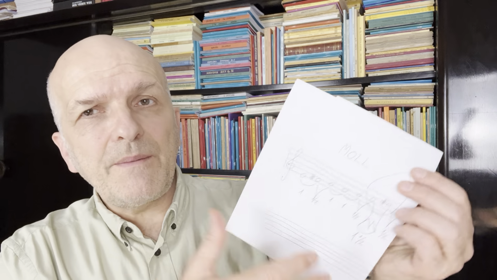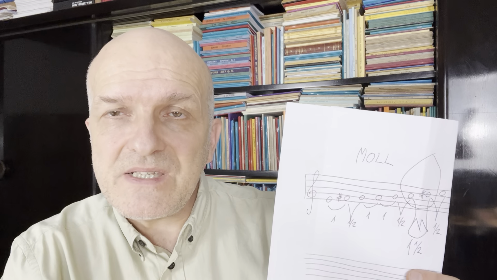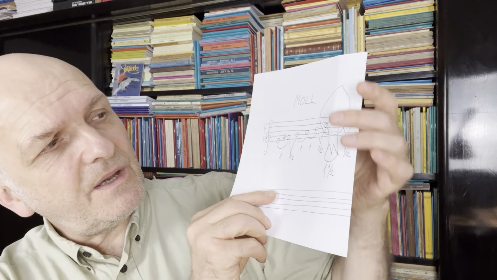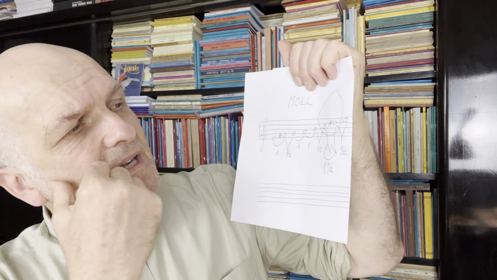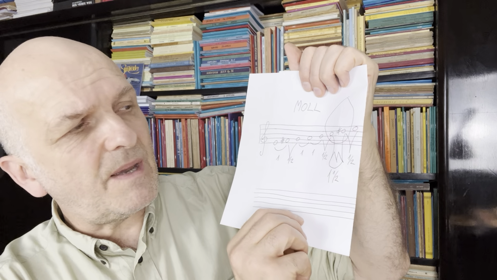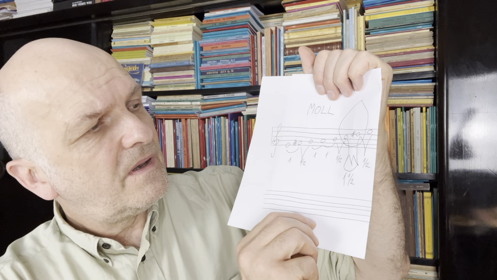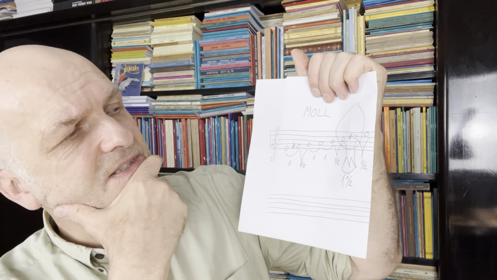So what came out as the corresponding scale to the major mode is the minor mode. And here we have the minor mode. And now with the minor mode, there was always a problem to explain why we have this augmented step. So everything is fine, but we have this augmented step.